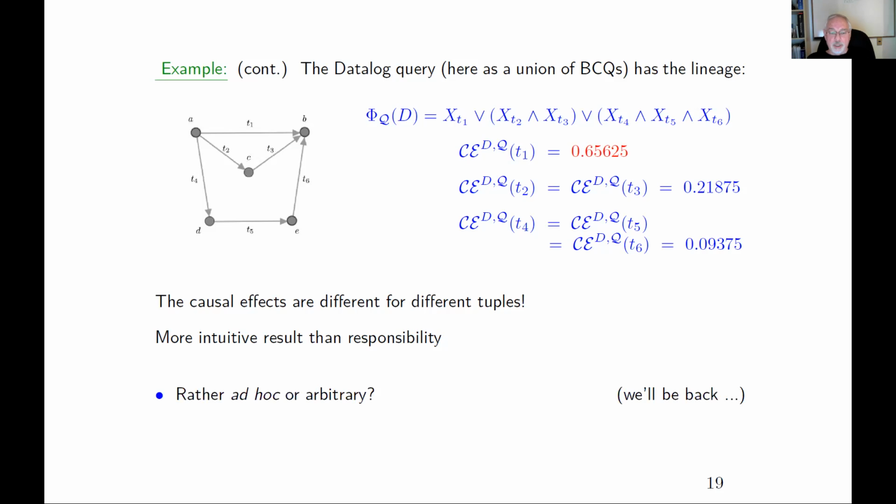So this may look a bit ad hoc or arbitrary. Actually, we are going to see a different way of justifying this score that we have introduced here.